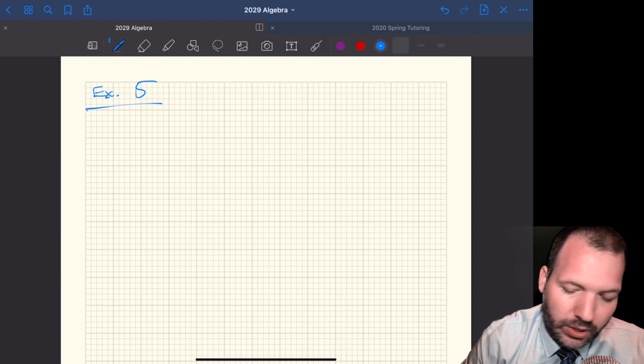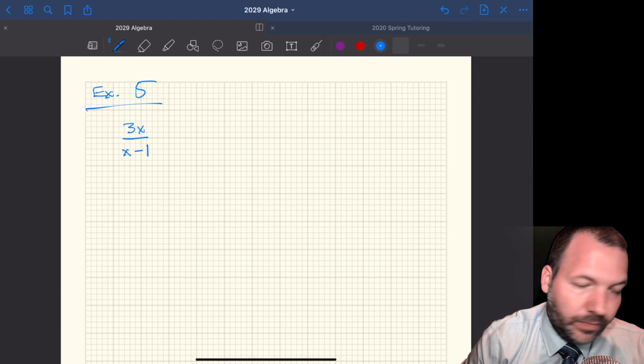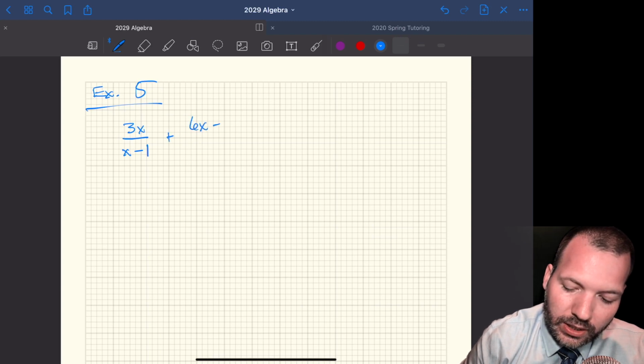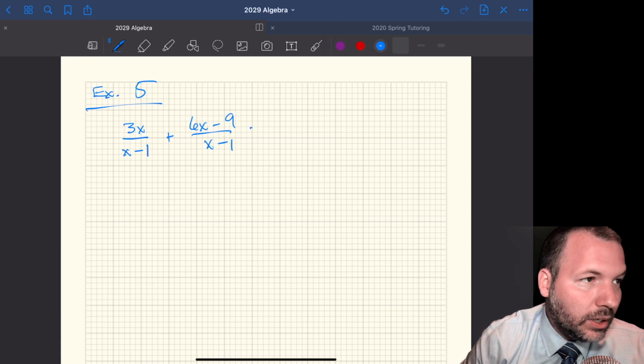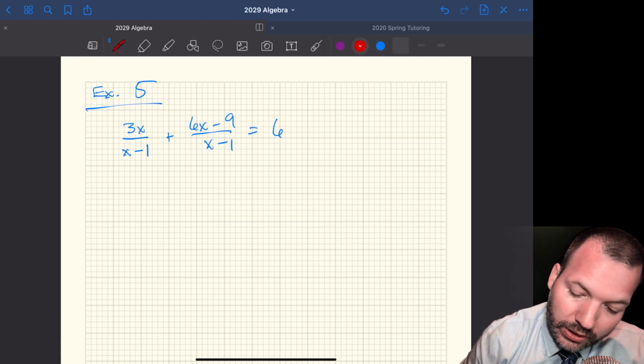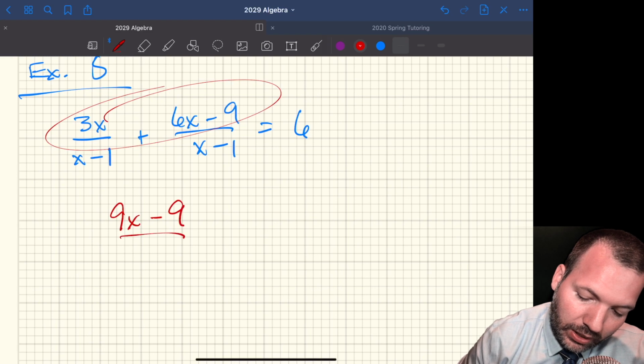Solve 3x over x minus 1 plus 6x minus 9. Ooh, common denominator already. Equals 6. I can just add these, right? What's 3x plus 6x minus 9? 9x minus 9 over x minus 1 equals 6.